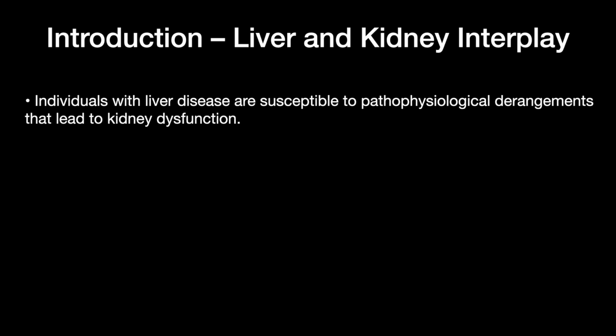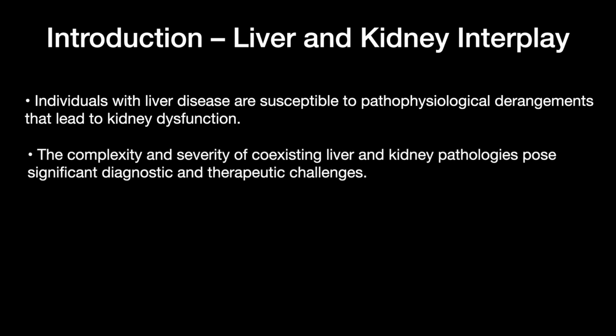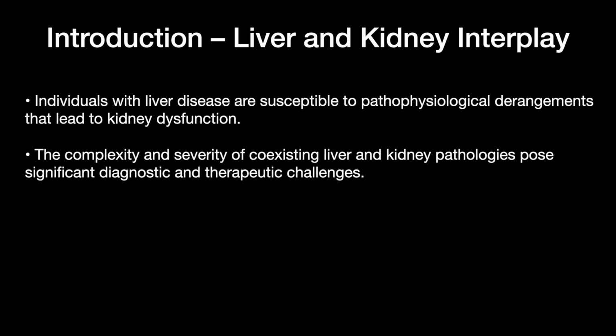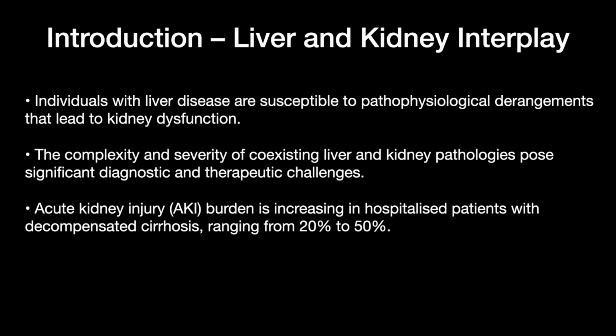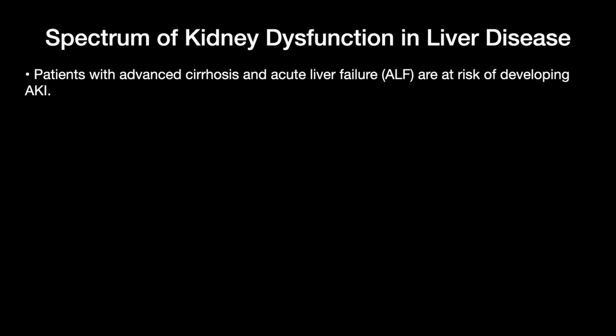So there is a liver and kidney interplay. Individuals who have a liver disease are susceptible to pathophysiological derangements that lead to a kidney dysfunction. The complexity and the severity of the coexisting liver and kidney pathologies pose a significant diagnostic as well as therapeutic challenge. AKI burden is increasing in hospital patients with decompensated cirrhosis. The incidence is ranging from 20 to 50 percent. Now, patients with advanced cirrhosis and acute liver failure are at risk of developing AKI.